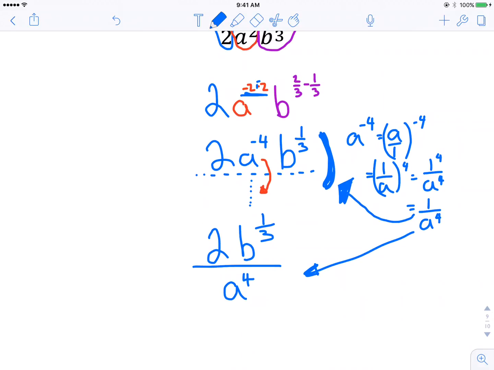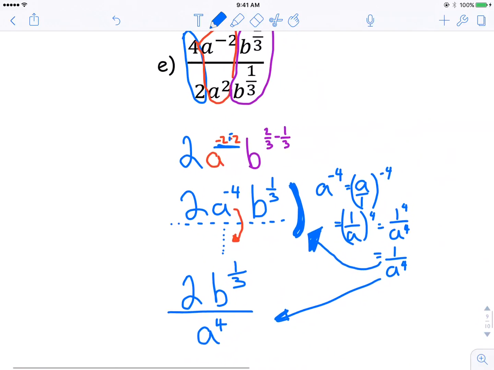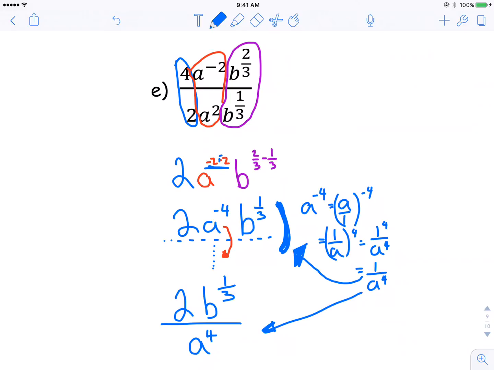Okay, so just a little bit of a shortcut as you start to gain a little bit more practice with those negative exponents, and you have fractions already. You should see that it just pushes it to the other side of the fraction. If it's in the numerator, then it goes to the denominator. If it's in the denominator, it goes to the numerator.